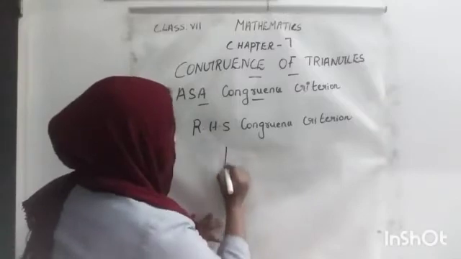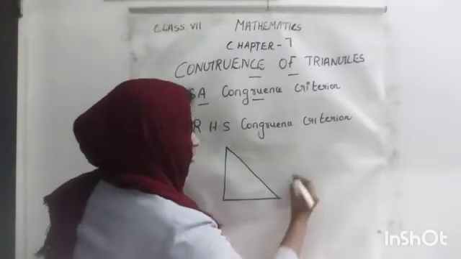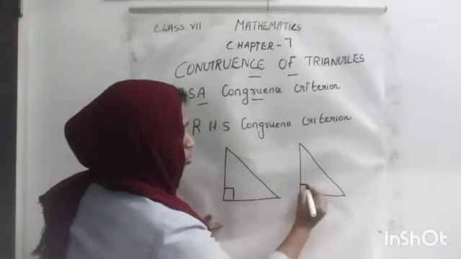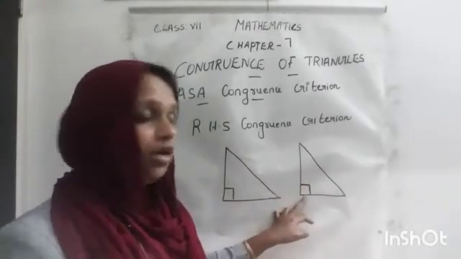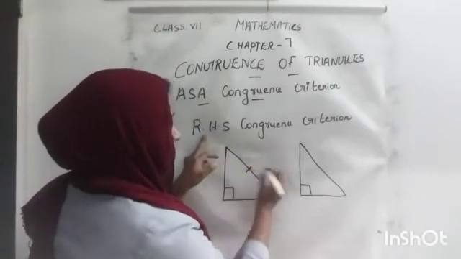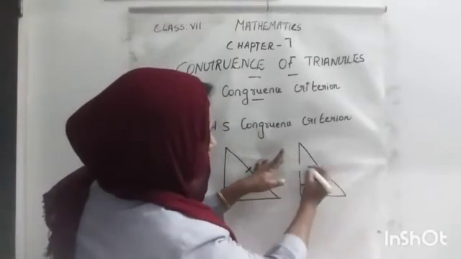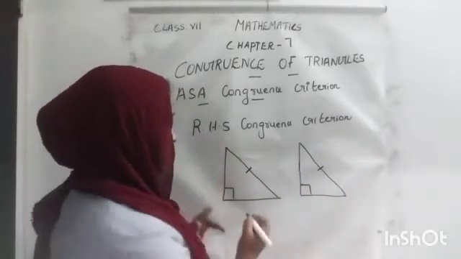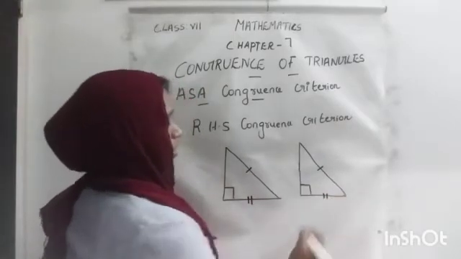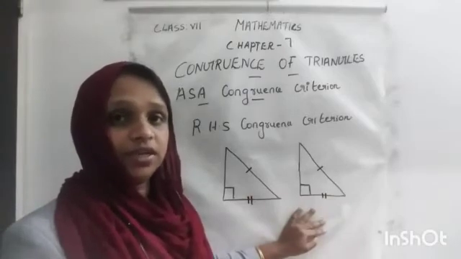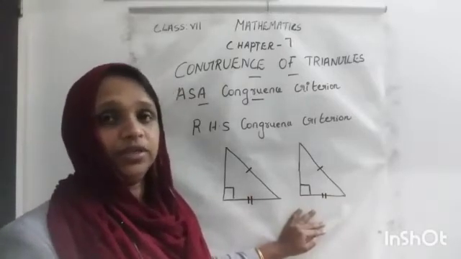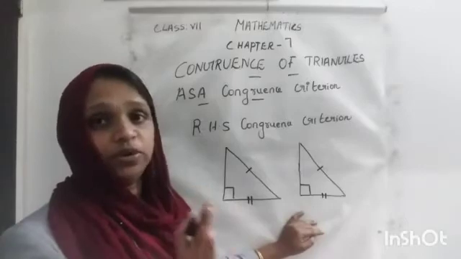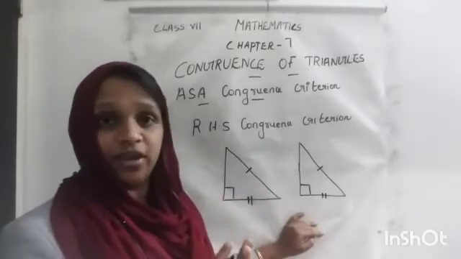Here we are considering two right triangles, and in these we have two right angles. The right angle should be there, and also the hypotenuse. This is the longest side and here this is the longest side, and these two longest sides are equal. Then any one side should also be equal. Then we can say that by the RHS criterion these two triangles are congruent. That means R for right angle, H for hypotenuse should be equal, and also any one side of a right angled triangle should be equal.